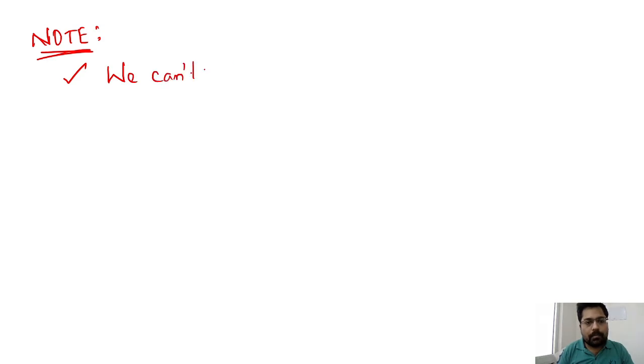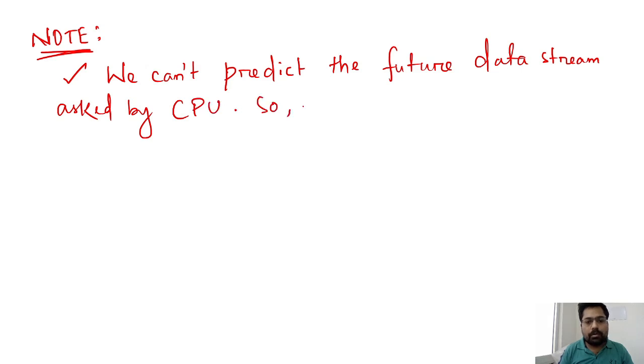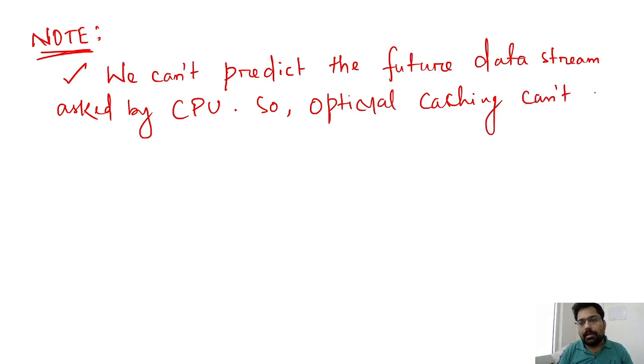We cannot predict the future data stream asked by the CPU, so optimal caching can't be implemented. We cannot implement it, since we cannot predict the future.